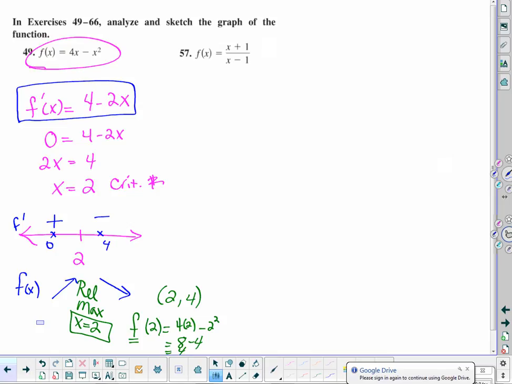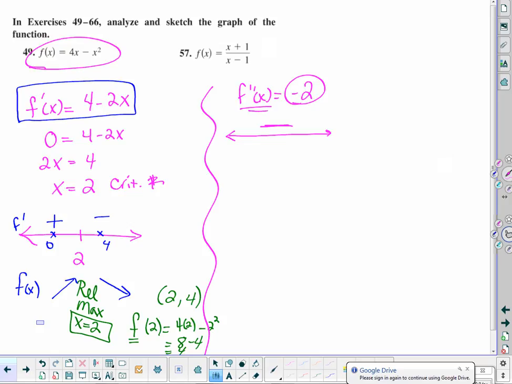Get second derivative information. F double prime of x is equal to negative 2. Well, that's kind of unusual. We haven't had that happen too often, and you're probably wondering to yourself, what do I do about that? Well, obviously there is not a point of inflection, and the entire function has a negative second derivative. So throughout, our sign chart is going to be concave down.